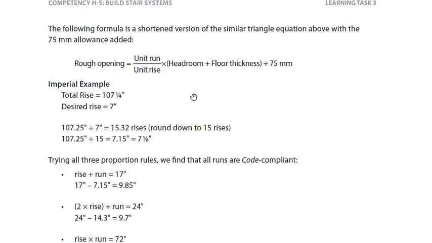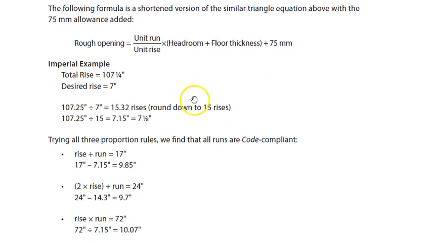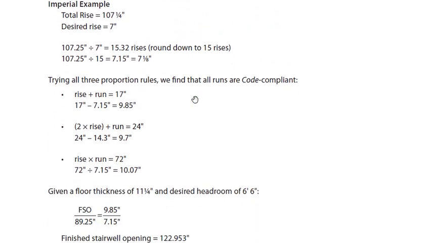So the following formula is a shortened version of the similar triangle equation above with the 75 mil added. So all of what was on the bottom over here has been brought over to the top, kept inside brackets, and then it's being multiplied. Okay, so the whole BEDMAS rules apply here. You have to do everything according to BEDMAS: brackets, exponents, division, multiplication, and so on and so forth. So they give us an imperial example here.